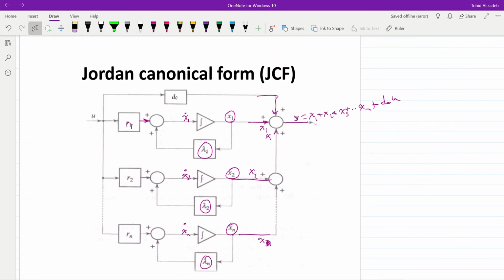Alright, so I think that's all for this video. I hope you have learned how the observable canonical form and Jordan canonical forms could be formed. Later we will see when these kinds of state space representations could be useful compared to the controllable canonical forms. Thank you for watching, and see you in the next video later.